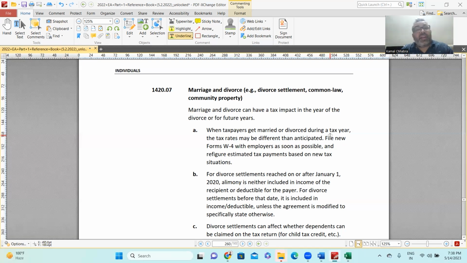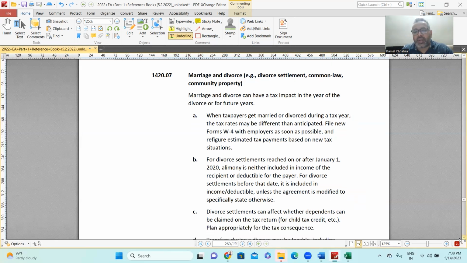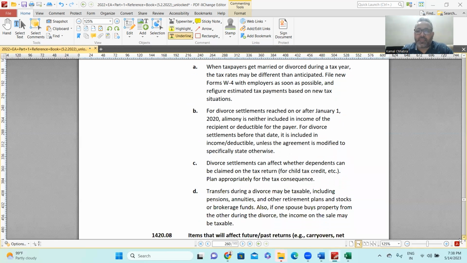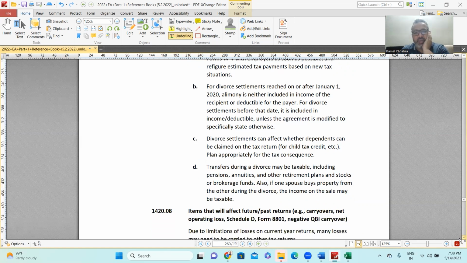Whereas if you are getting divorced and separated before the year end, that means at the year end you might be filing single returns, right? In that scenario, your tax liability might be bigger. So you need to inform your employer on a timely basis so that your employer can do the appropriate withholding of taxes. For divorce settlements reached on or after 1st January 2020, alimony is neither included, that we have discussed.